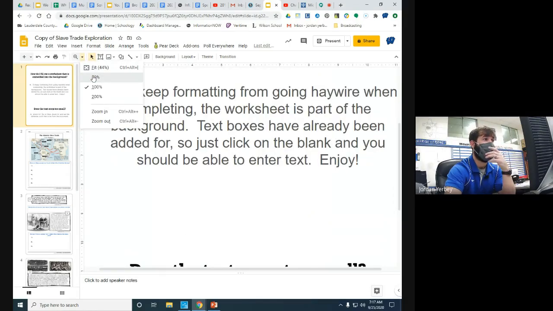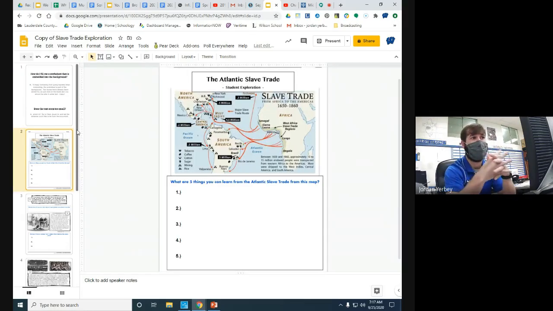Okay. Your first task is to study the map of the Atlantic slave trade, just to give you an idea, and write down 5 things that you can learn from this map. Again, there's not really any wrong answers here. It's just 5 things that you can learn based off of reading this map. You just look at it, things that you could learn. And so it could be anything. It could be about the crops that were used. It could be about the routes that were used. It could be about the locations. It could be about the numbers of slaves. So find 5 things that you could learn from this Atlantic slave trade map.